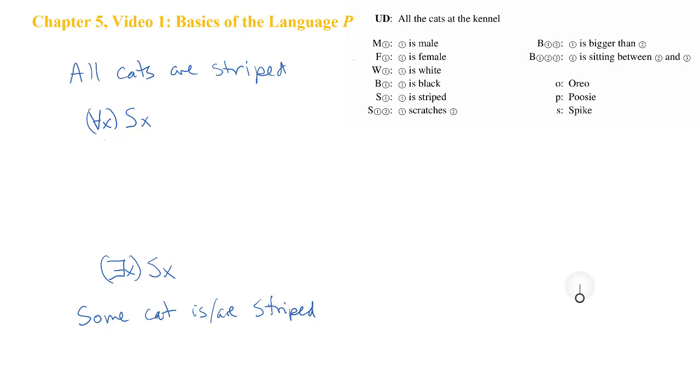And since our universe of discourse is the cats at the kennel, that means that at least one cat is striped. Some cat is striped. It could be more than one cat. It could even be all the cats, but it's at least one.